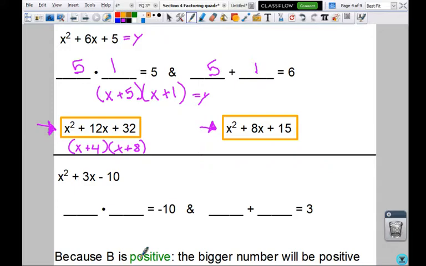All right, Dazen, what times what is 15 and adds up to 8? 5 and 3. Right? So what does it look like when I put in my factored form? x plus 5, x plus 3. Yep.